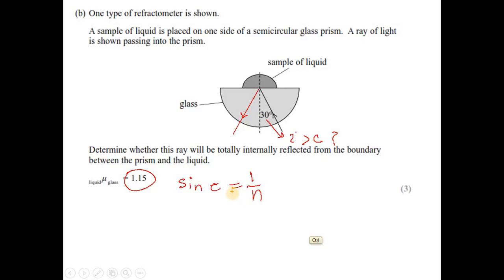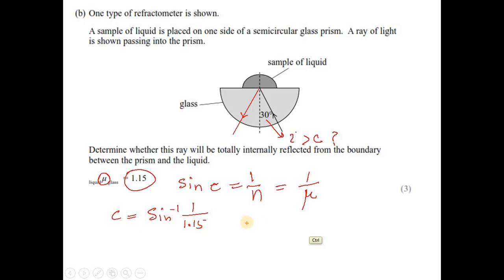and n is refractive index, which is 1.15. In this question they used mu for the symbol of refractive index. I'm using n, it's fine, it's just a formula. You can use 1 upon mu, so it's just a symbol, and you can figure out C here. So C is equal to sine inverse 1 upon mu, and mu is 1.15.